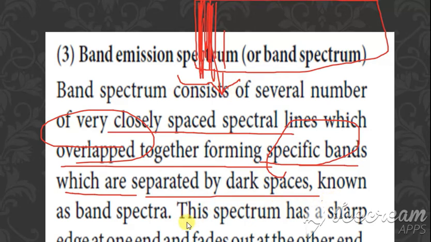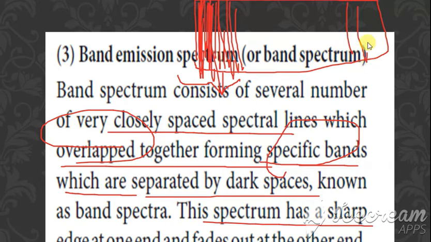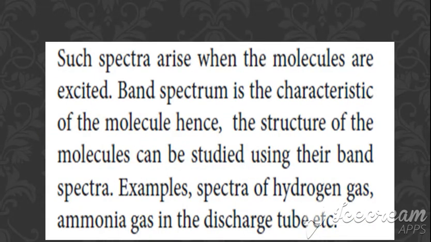This spectrum has a sharp edge at one end and fades out at the other. At one edge it is sharp, and at the next edge it appears faded out. Where the lines are close together, it seems sharp, and where they are far apart, it seems faded out. Such spectra arise when the molecules are excited. When the molecules are in the normal state, this spectrum will not arise. It arises only when the molecules are in the excited state.